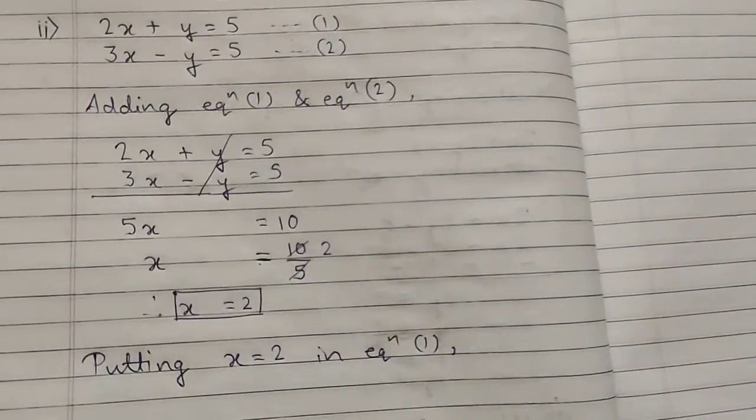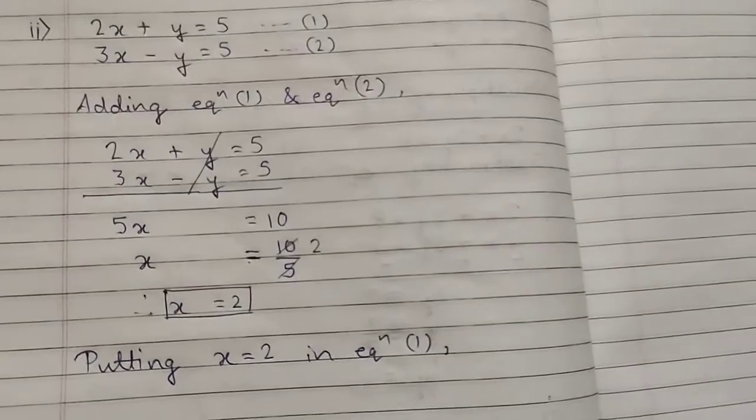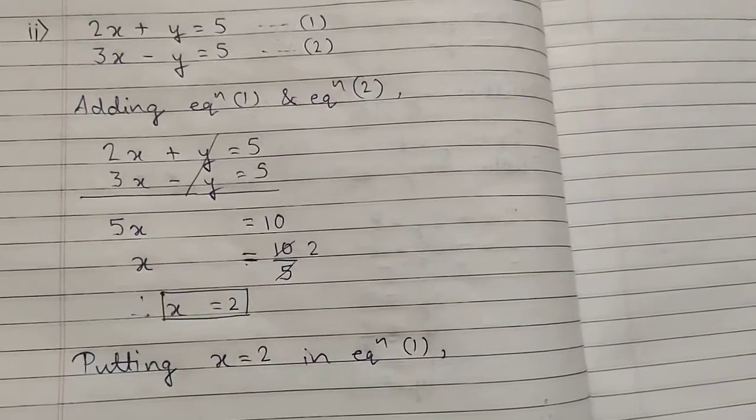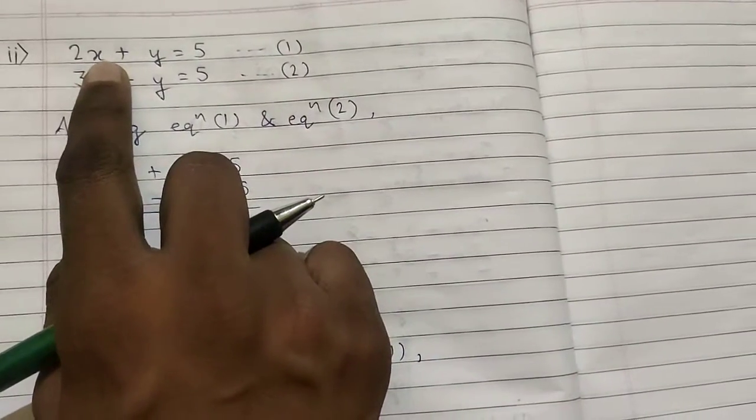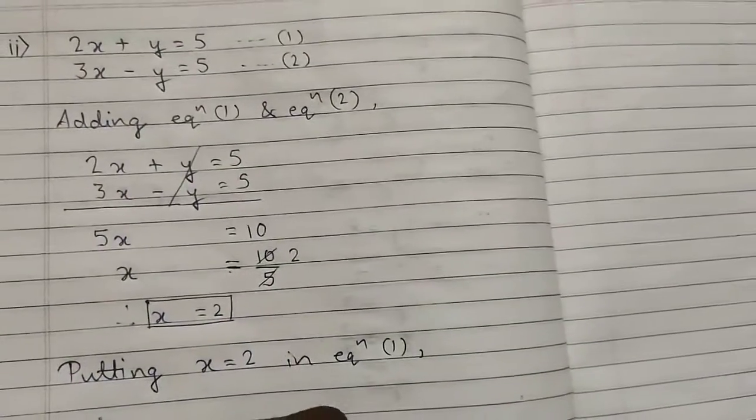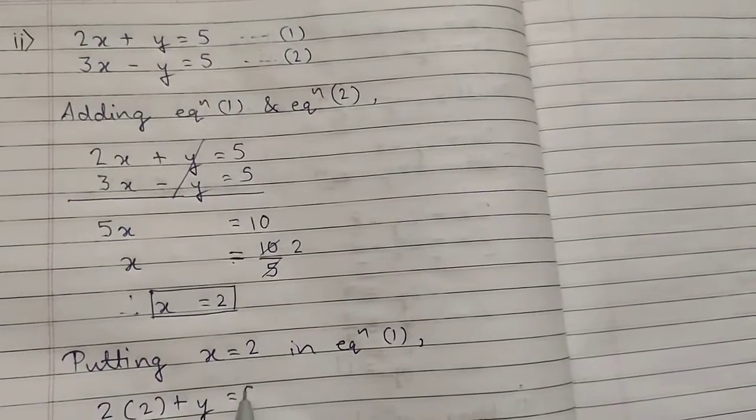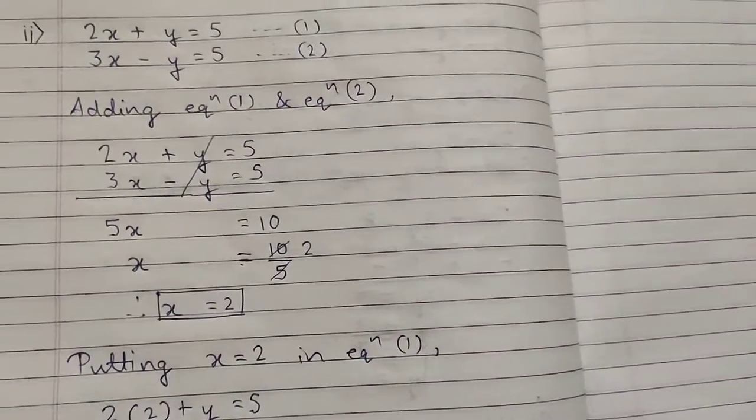Students, you can put the value of x into equation 2 also, it is your choice. Now I am putting the value of x in equation number 1. In this equation we will replace this x by 2, so this becomes 2 into 2. So 2 into 2 plus y equals 5. Students, in place of x I have written 2.